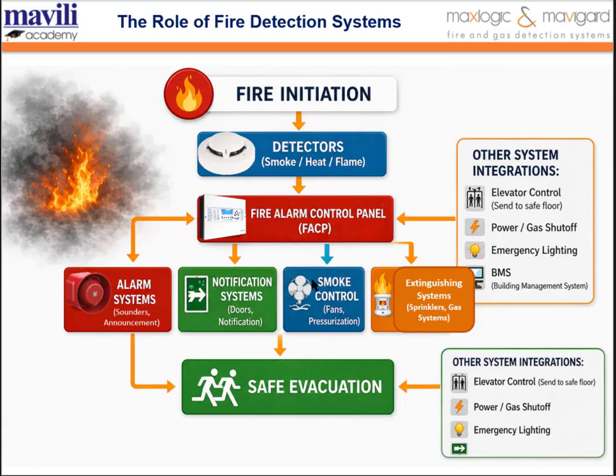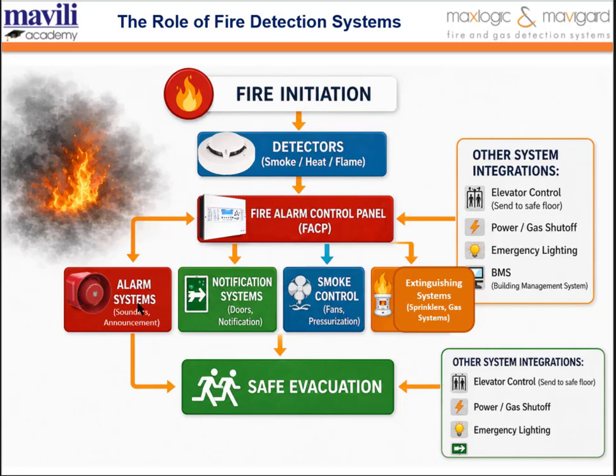Here, as you can see in the diagram, the fire situation is described. First of all, fire initiation comes, and the detectors detect the smoke, heat, or flame and transfer the signal to the fire alarm control panel. And the system integrates with the other environmental systems. It must be integrated with them.